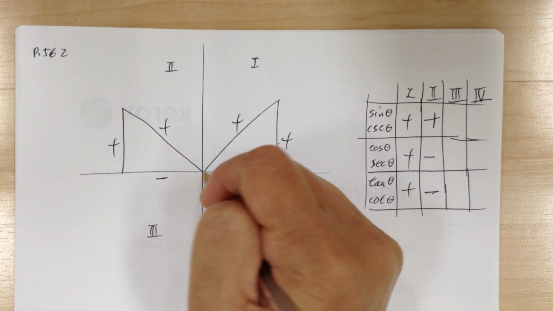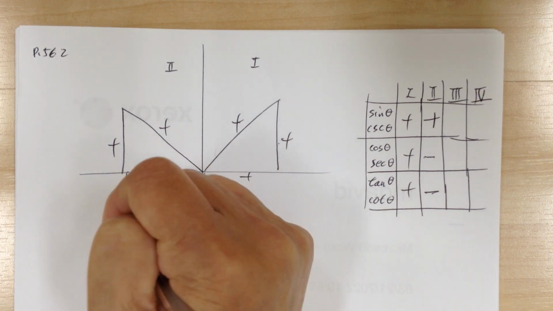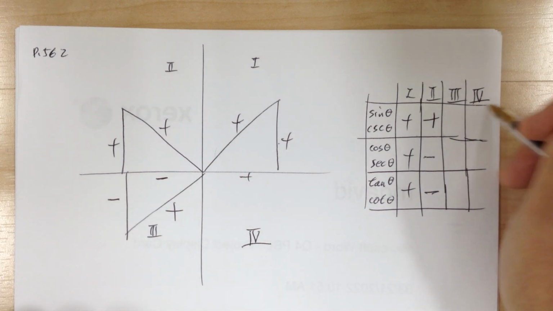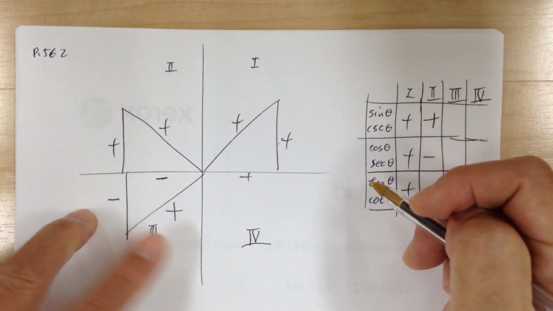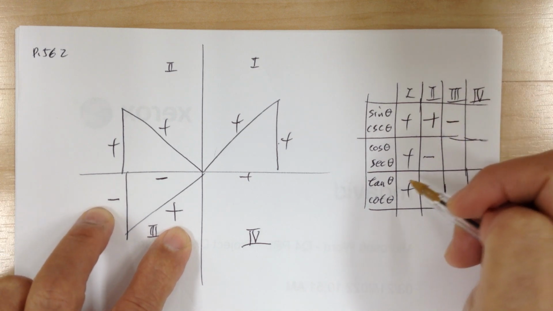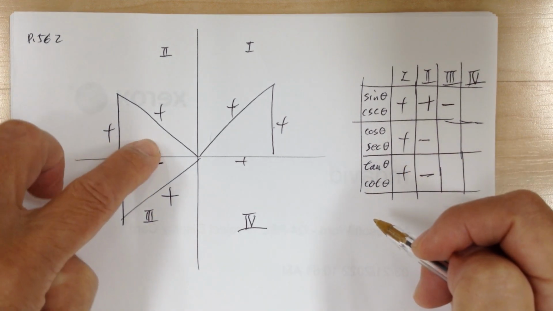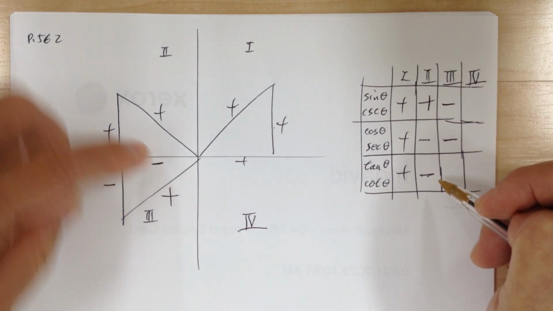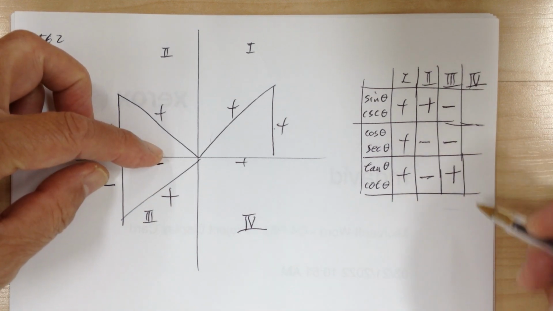Okay, and now when you get to quadrant 3, okay, this is negative, and the hypotenuse is always positive. Okay, so sine is this over this, so it would be negative. Okay, cosine is this over this, would be negative. Tangent is this over this, so negative over negative will give you positive.